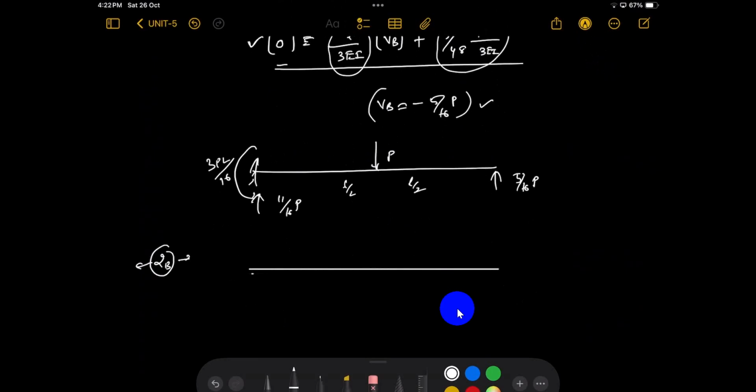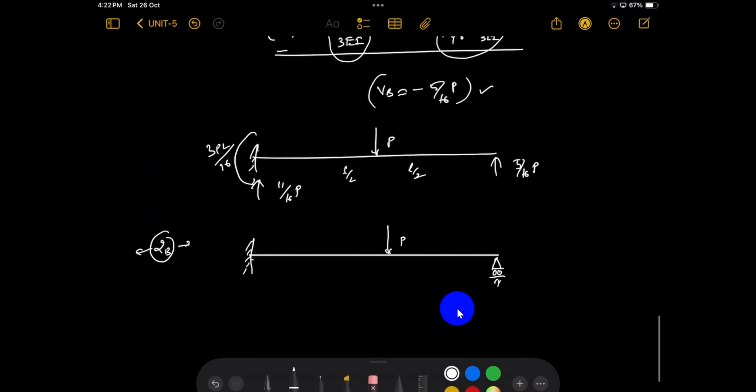Now the same problem, I will choose a different static indeterminacy. It's VB, VA, MA. Previously we chose VB as the static indeterminacy. Now I will choose MA as the static indeterminacy. You can choose anything.